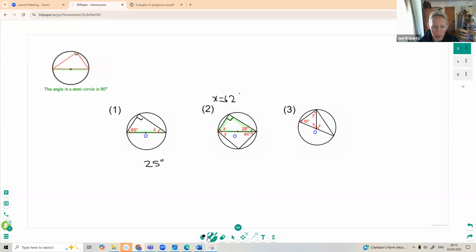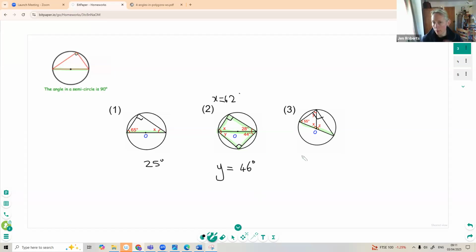And then for this bottom triangle here, diameter, triangle, this corner here is 90 degrees. 180, take away 90, take away 44, gives you Y is 46 degrees. Okay, for question 3. If you can see, we've got the diameter here. So we know this corner is 90 degrees.